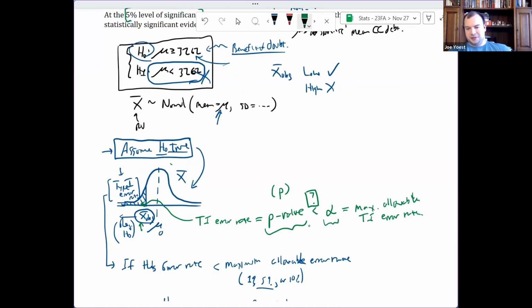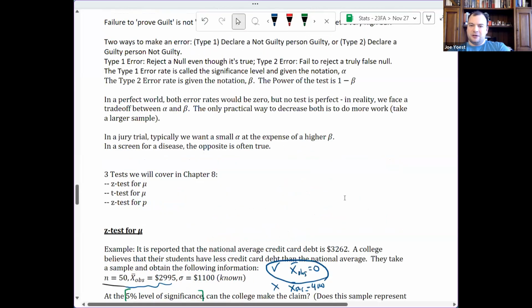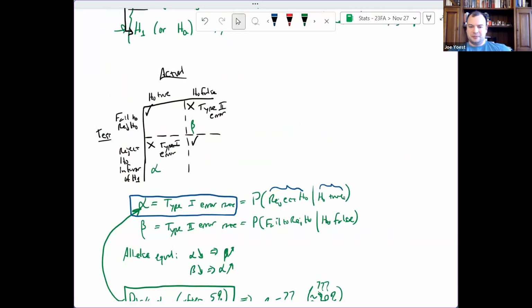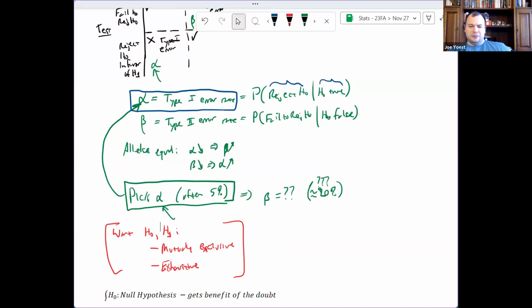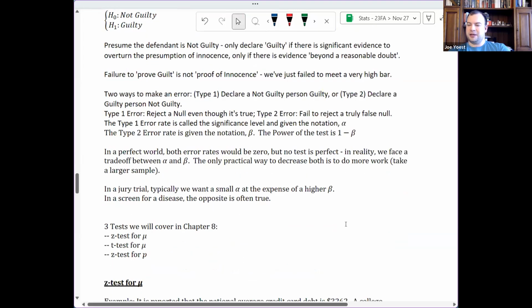So this is the big question. Remember that this alpha is the same alpha as up here. It's the type 1 error rate for the test in general. And it's the thing that we pick. We set alpha to be some number. And we unfortunately never really know what beta is. We set alpha, and then beta is left to float to make up the difference, in a manner of speaking.